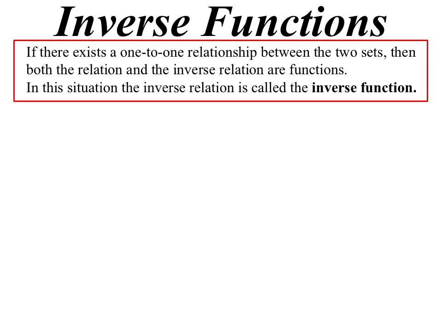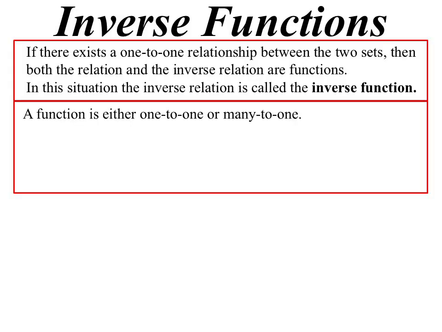So recapping inverse functions. In order for a function to have an inverse function, it must be a one-to-one function. That's probably a simpler way of saying it. In other words, it satisfies both the horizontal and the vertical line test. The functions can be either one-to-one or many-to-one.